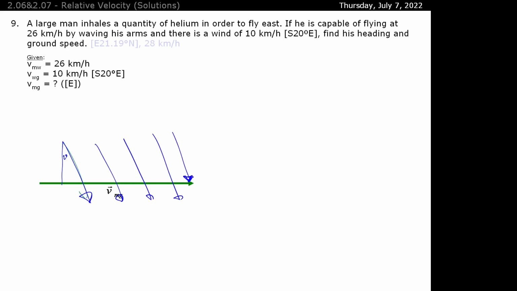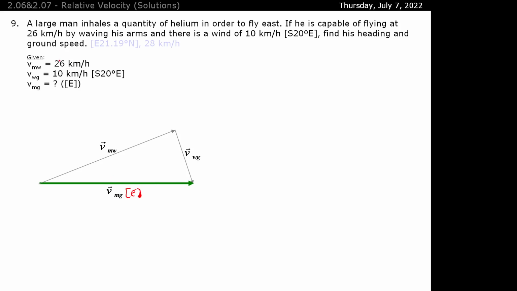So if we want him to be able to fly east, we know that he needs to try and angle himself like so. He needs to direct himself towards the north so that when he gets pushed by the wind blowing south 20 degrees east, he gets to where he needs to get to. And that's how we set up the structure for this diagram over here. There you go, all animated out. So we know that he wants to fly east, so we know the vector for this is going to be east, and that's all we know here.